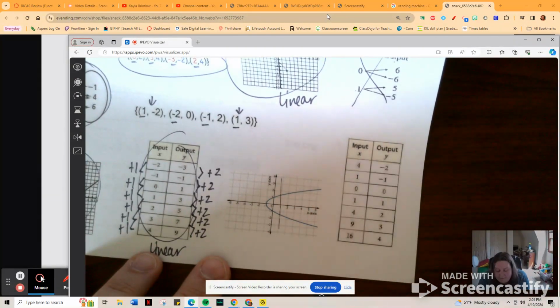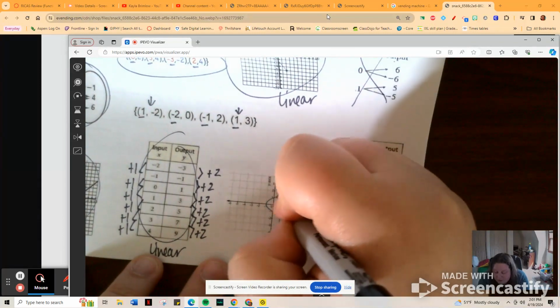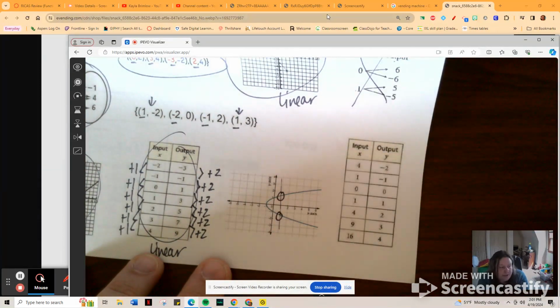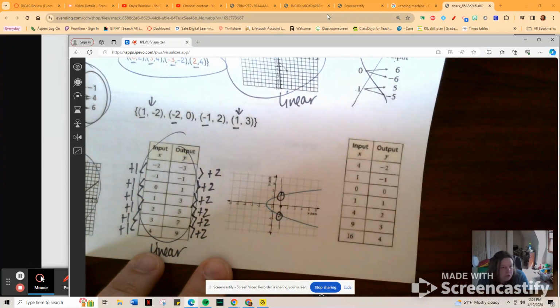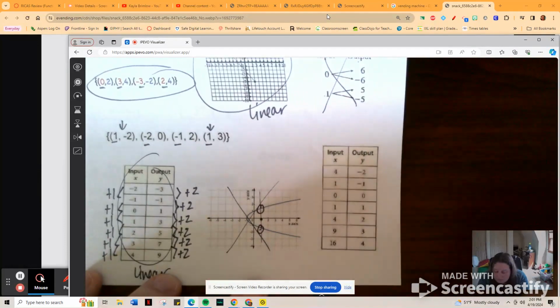So this graph does not pass the vertical line test in multiple places. In the place I drew my first vertical line, notice it's hitting twice. That means this x value of 1 has two different outputs or two different y values. This is not a function.